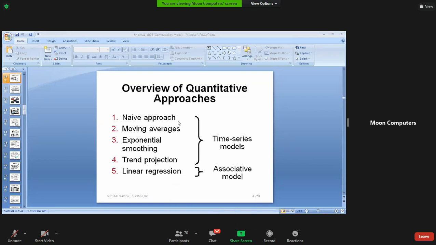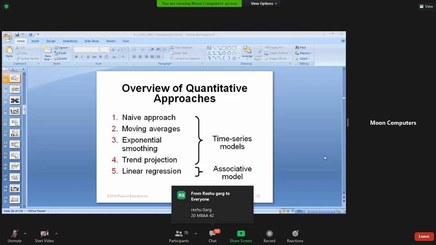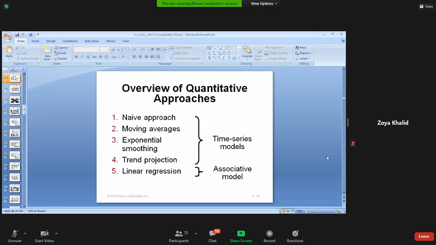In that series, the first method is what we call the naive method. Now, what is this naive method? The simplest among all is naive. I don't want to show you any formula or any theory of naive. First and foremost is the concept. What is the concept of the naive approach?